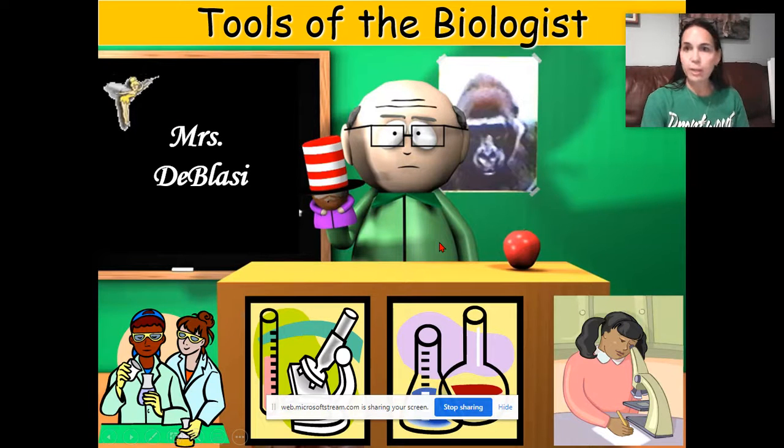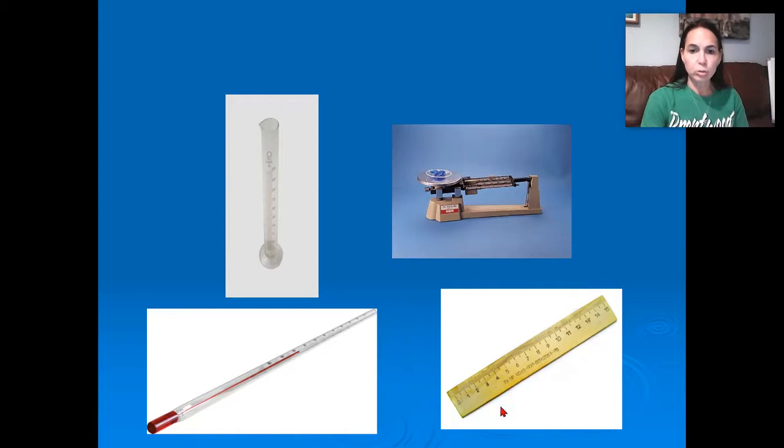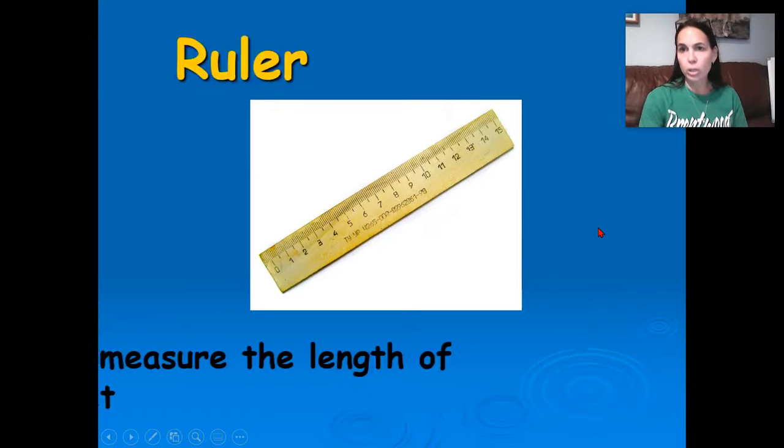Okay, so let's begin with Tools of the Biologist. This is broken up into categories. The first section here is the measuring tools. So there were 4 types of measuring tools that you're going to put into your notes.